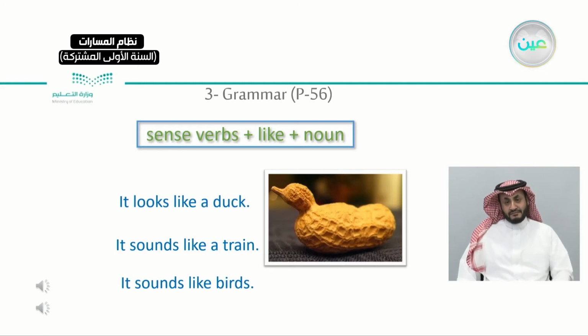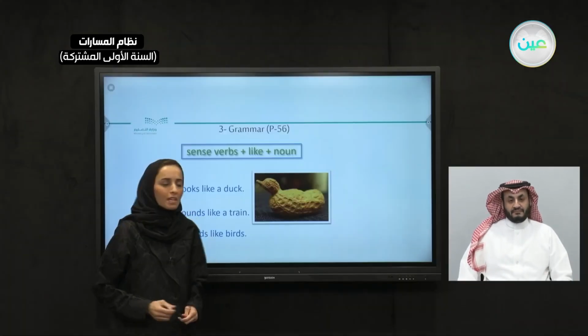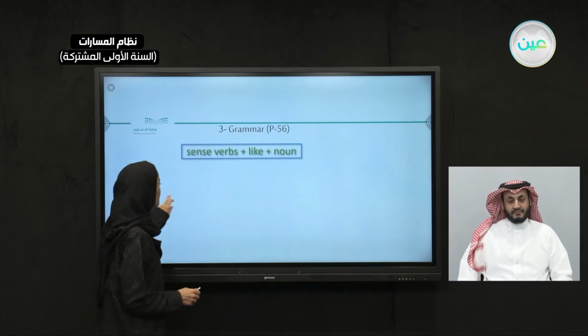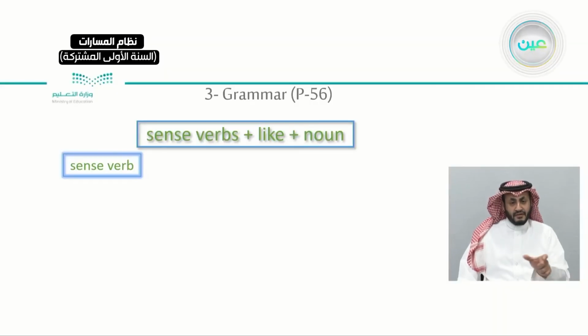For me, it sounds like birds. For me, I think they are birds. Maybe they are not, but it sounds for me like birds. So, and here the formula that we're using a sense verb.